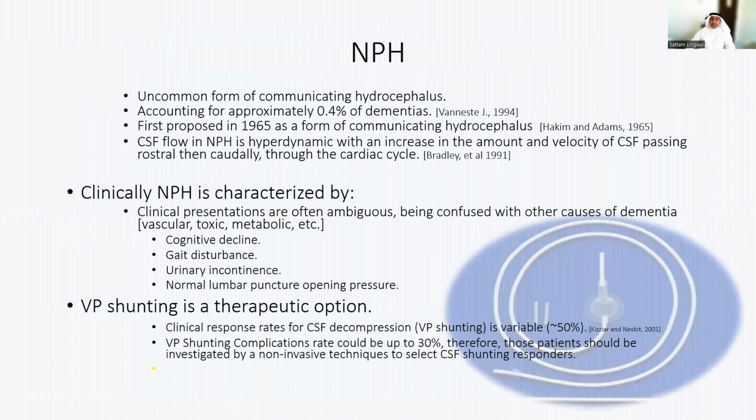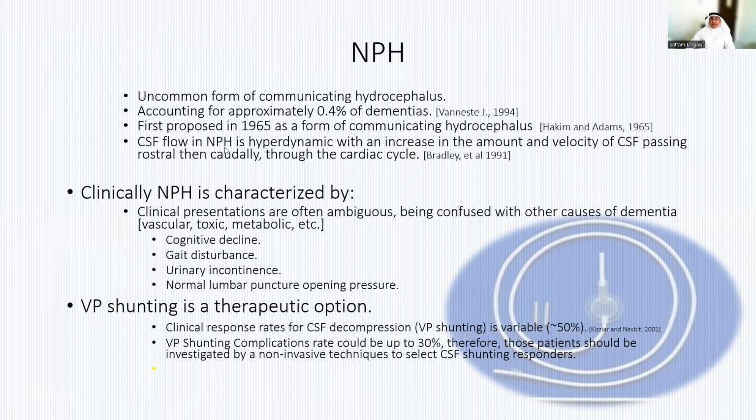Normal pressure hydrocephalus is an uncommon type of communicating hydrocephalus, and it represents actually less than 0.5% of dementias. It was first reported by Adams and Hakim in 1965 with certain clinical criteria of cognitive decline, gait disturbance, urinary incontinence, with a normal lumbar puncture opening pressure. The CSF analysis should be also normal.